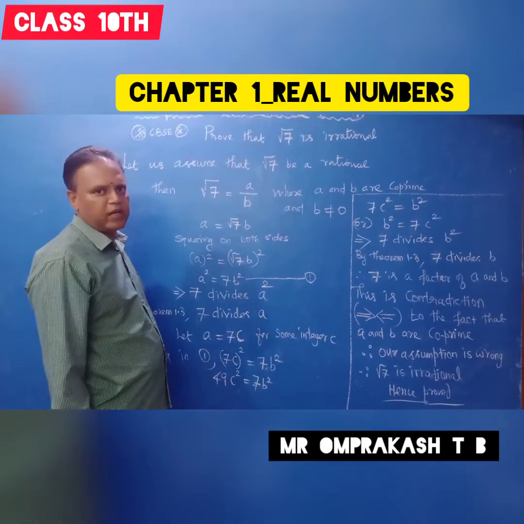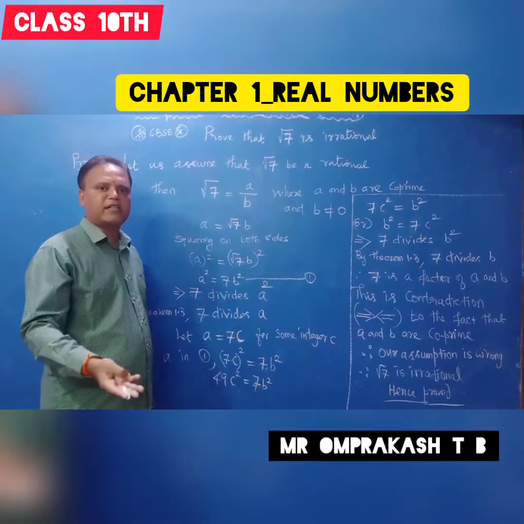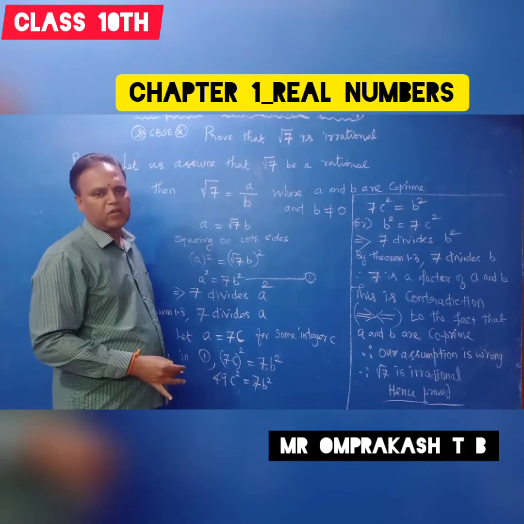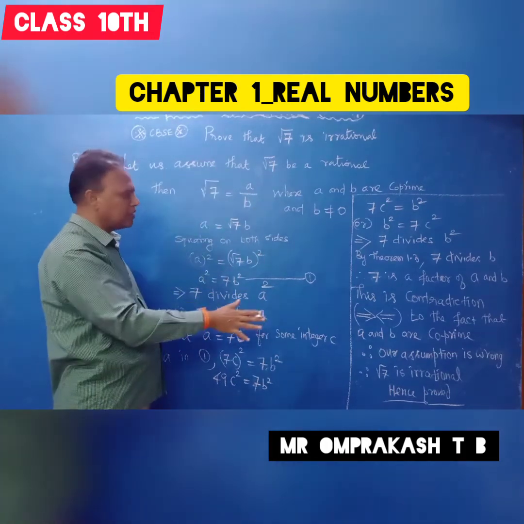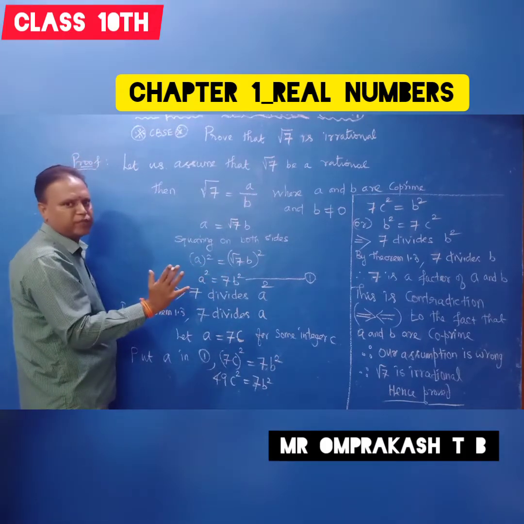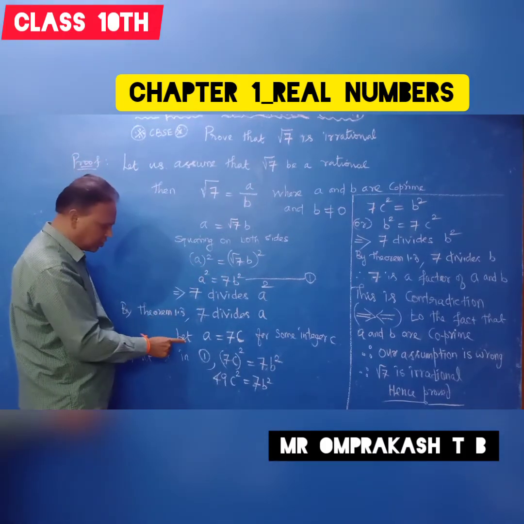Hence, okay. Like that you can do root 5 is irrational, root 11 is irrational, root 3 is irrational. Same method, only the number you have to change. So, that concept you always have to remember. So, this step is very important.